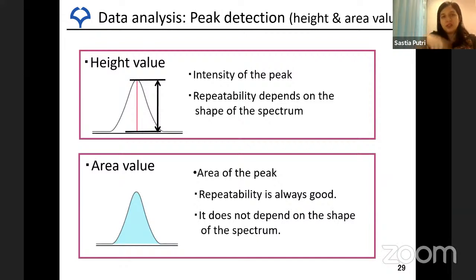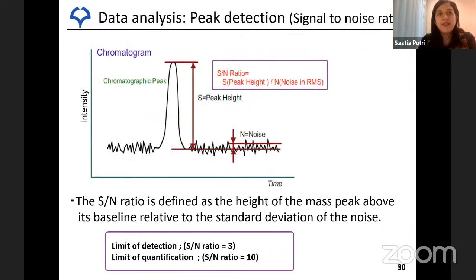And for the height value, it's just considering the height, the intensity of the peak. But the repeatability depends on the shape of the spectrum. As for the area value, repeatability is always good, and it doesn't depend on the shape of the spectrum. So the area value is usually used compared to the height value. And this is what we call the S to N ratio. So for the limit of detection, if we consider that it's just to detect, not to quantify, we could use an S to N ratio equal to 3. And for the limit of quantification, the S to N ratio equals 10. So we need a higher S to N ratio when we would like to quantify a metabolite. But if we just would like to detect it, we could set the number to be lower.